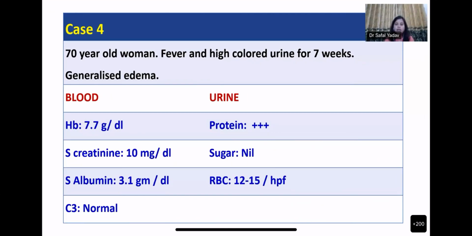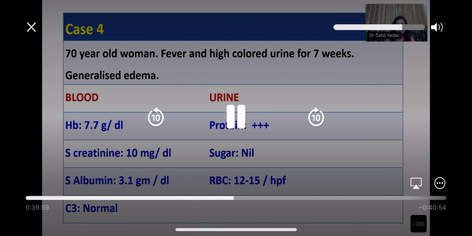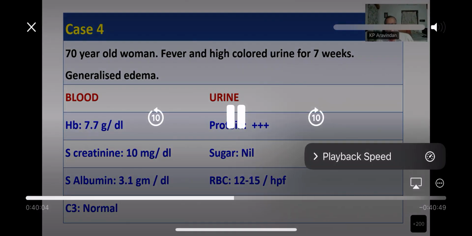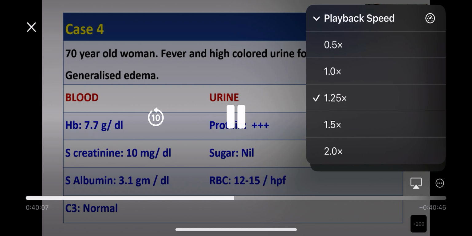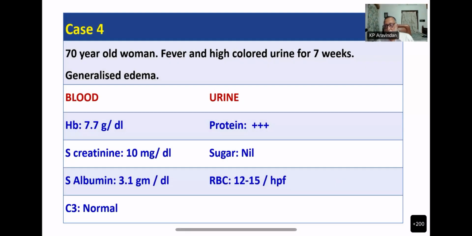Sugar is absent. Okay, and what about RBC? What's your interpretation overall? The patient has both a nephritic and nephrotic pattern of disease. Nephritic and nephrotic background. But what else is there in this patient? What is the most worrying thing in this case?